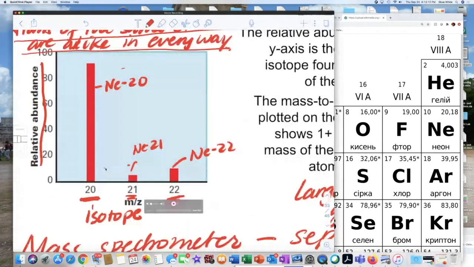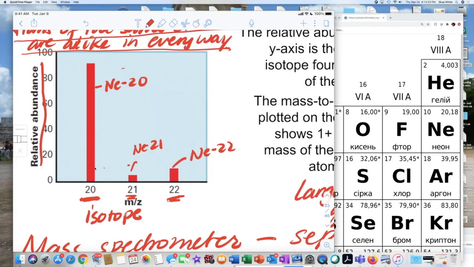Okay, so you see the 20.18, right? Let me click back to my little slide. Neon has three different isotopes. When you average these out, considering the weight, this one here will contribute more. How do I know that? It has the highest percentage, or highest amount. So usually they figure out the percentages, the relative amount of each of these.